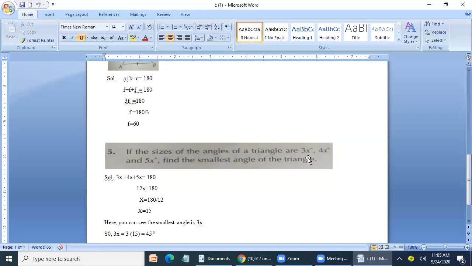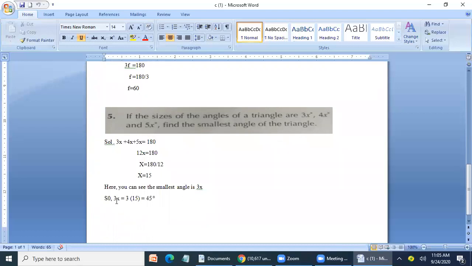As you can see, here are three angles, 3x, 4x and 5x. So which is the smallest among these three? Yes, 3x is the smallest. So what we will do here, we will write 3x, and the 3 we will write as it is here. And put the value of x, 15, in brackets from here. Now 3 into 15 is equal to 45 degree.